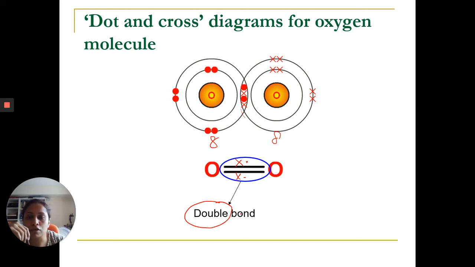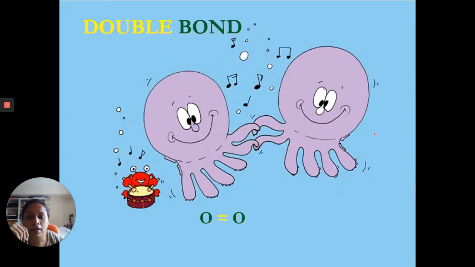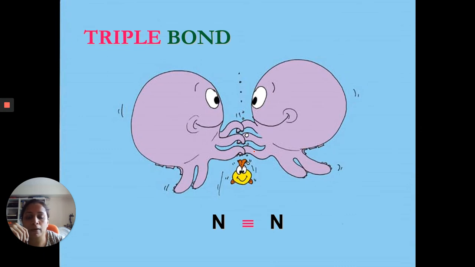Okay, so oxygen gas has a double bond. This is one of the molecules that's quite common. It's like 2 hands. You can see 2 hands joining together, so there are 4 electrons. Okay, let's look at the triple bond.